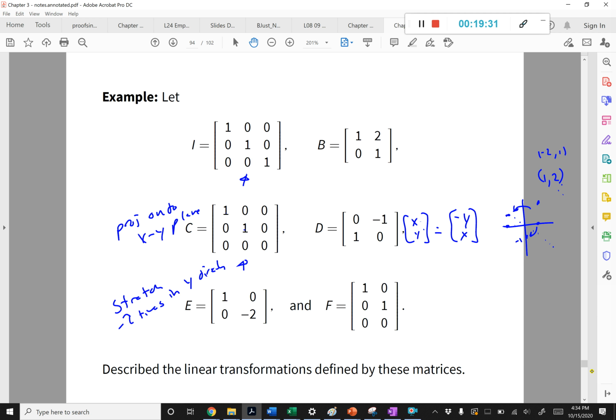So I think I must have made a mistake on this first one, right? 1, 0 goes to 0, 1. That was my mistake. 1, 0. So that one, it went this way.